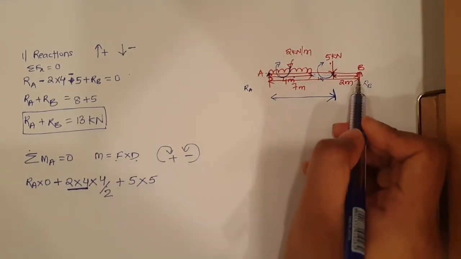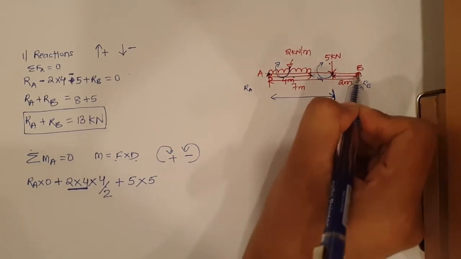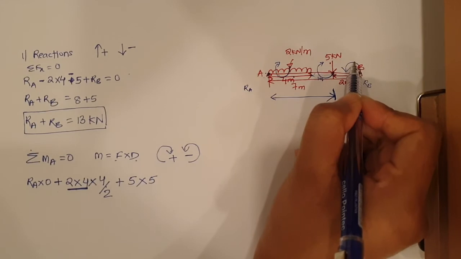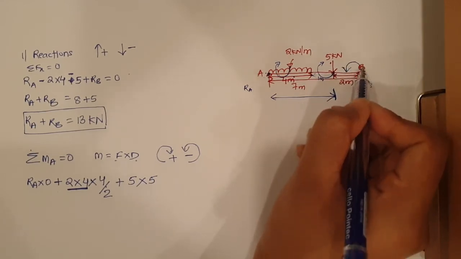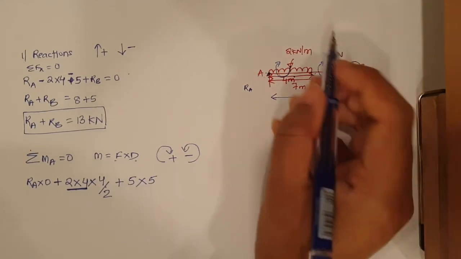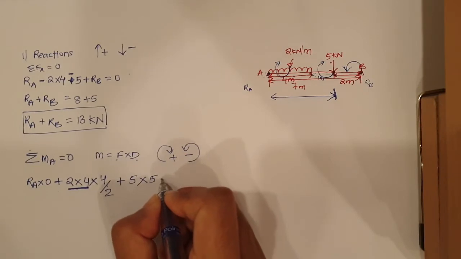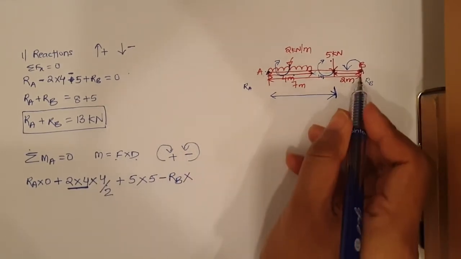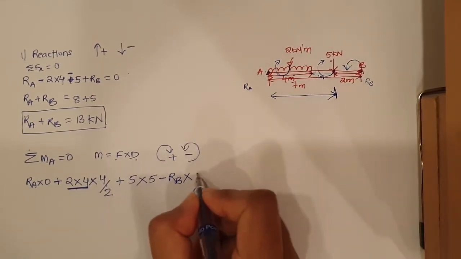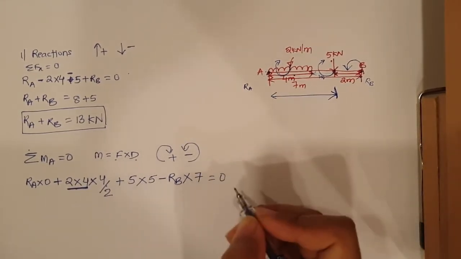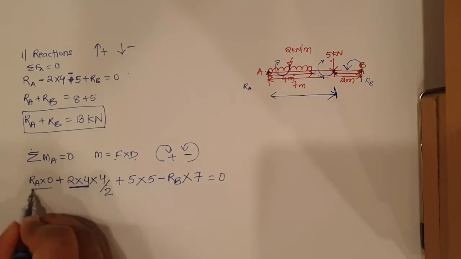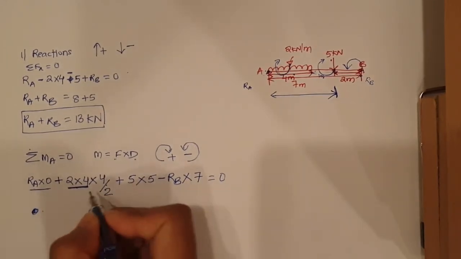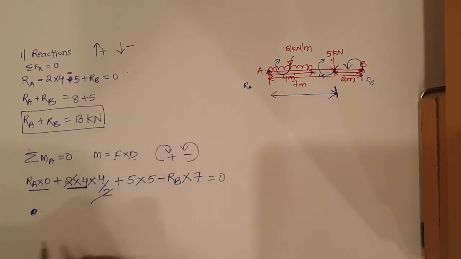Then next we have RB. Now RB will also go towards point A, so it will go in this direction. Now what direction is it going? It is going in anti-clockwise direction. So anti-clockwise is minus RB into the total distance from here to here, which is 7, equals to 0. Now this is 0, right? So we'll leave it, we'll not write anything. So 2 and 2 cancel.